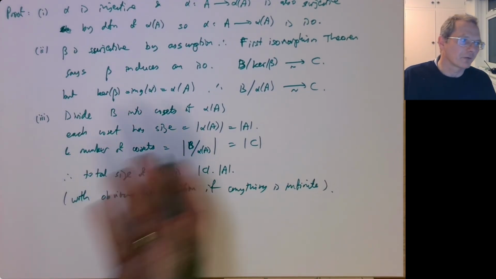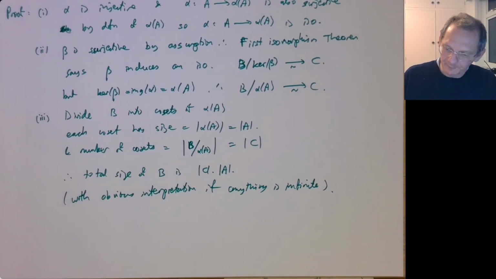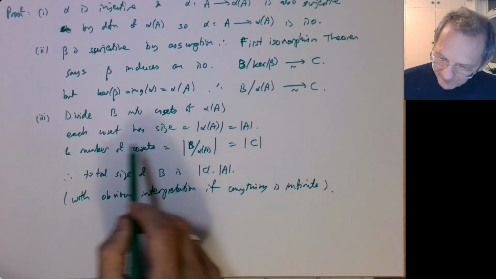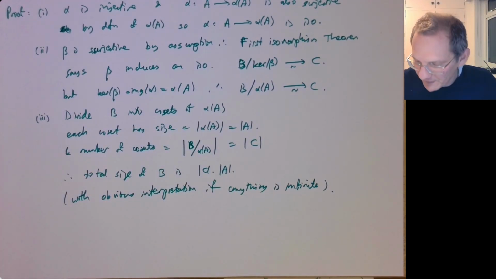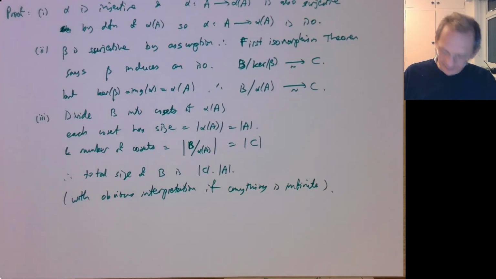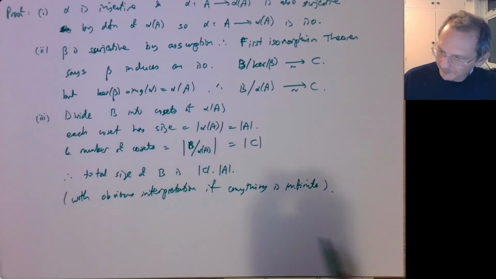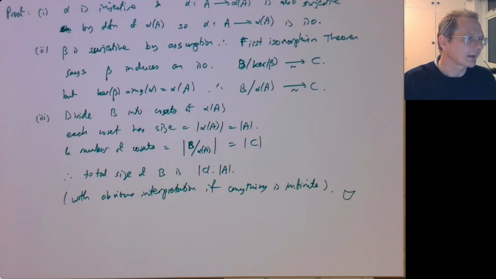Here I wrote this as though these things are all finite, but if the size of A is infinite, then each coset has infinite size, and each coset is a subset of B, so B has infinite size. And similarly, if there are infinitely many cosets, well, each coset has at least one element, so B would then have to be of infinite size. So that basically proves that. Okay. So that's everything we need to say about exact sequences for the time being.